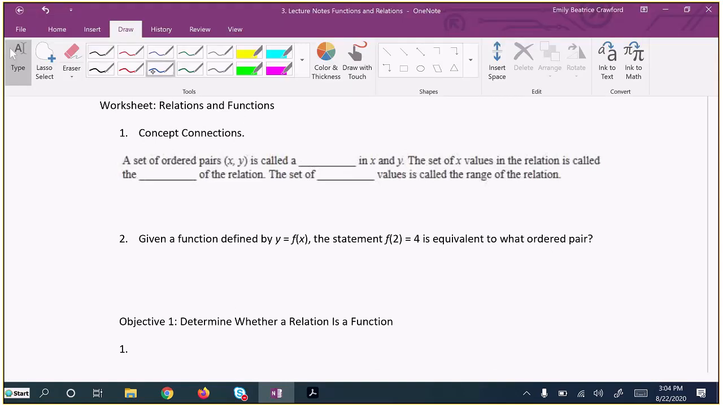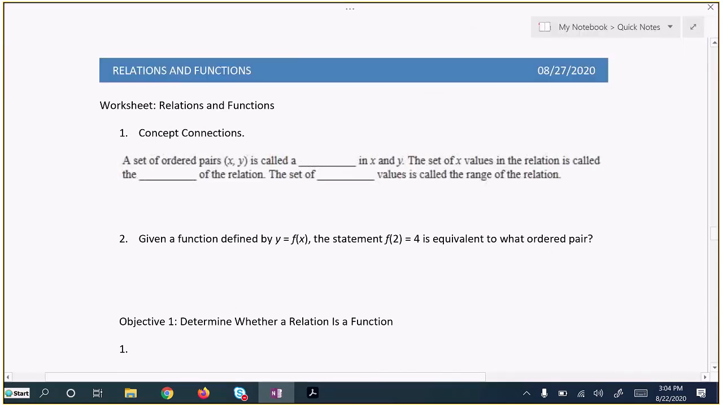Okay, so let's connect these concepts a little bit more. We want to fill in the blanks. A set of ordered pairs x and y is called a blank in x and y. This was our first definition, so we know that a set of ordered pairs in x and y is called a relation in x and y. The set of x values in the relation is called the domain. The set of y values in the relation is called the range.